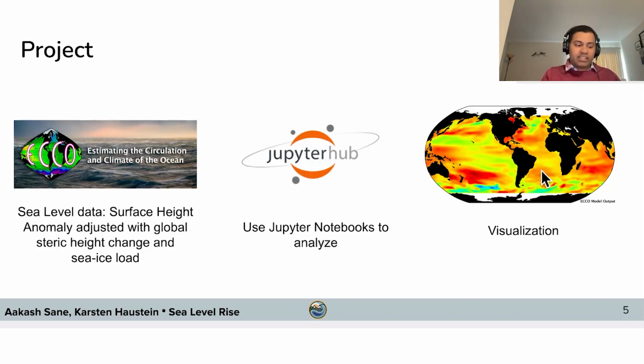The ECCO model data can also be compared with data from tidal gauges. We have provided some references as a starting point to further guide you into developing your own questions and their answers. Good luck as you go ahead with the exploration.